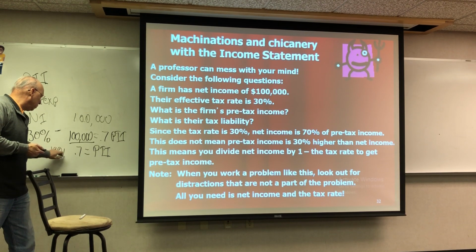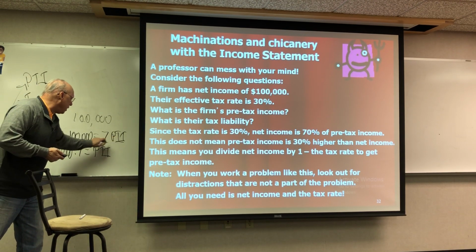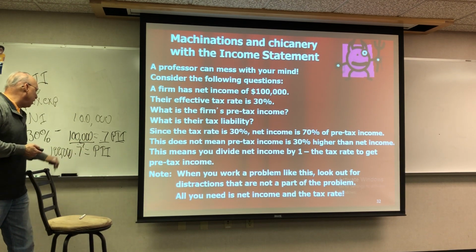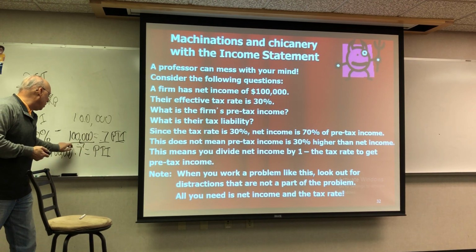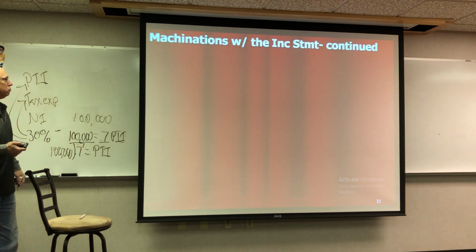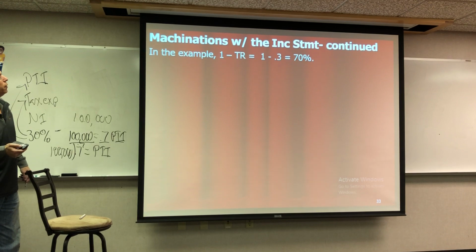So PTI, we're going to divide that by 0.7. PTI equals 100,000 divided by 0.7.